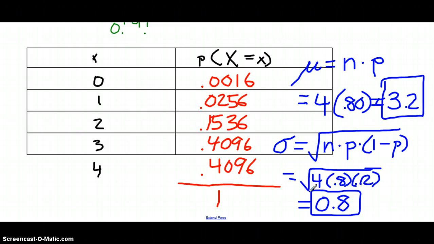In the next video, we'll see an example of how we can find mean and standard deviation experimentally. This is how we can do it theoretically. But again, what does this number mean, this 3.2? What does this number mean, this 0.8? We're going to see exactly what those mean in the next video.